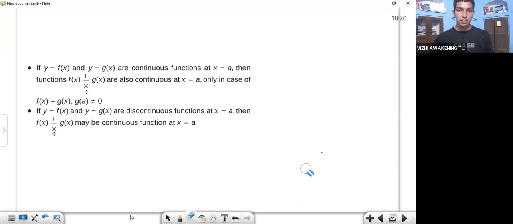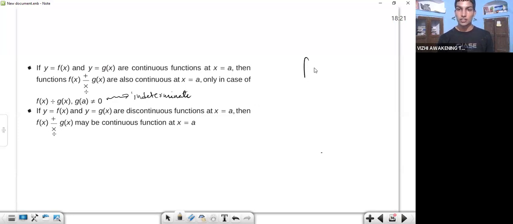So this is a statement. If y equals f(x) and y equals g(x) are both continuous functions at x equals a, then when these two functions are operated on by addition, subtraction, multiplication, and even division, their resultant will also be a continuous function at x equals a, provided that in the case of division, the value of g(a), the second function in the denominator, should not be equal to 0, as otherwise it will come out to be an indeterminate form. So this is the condition.